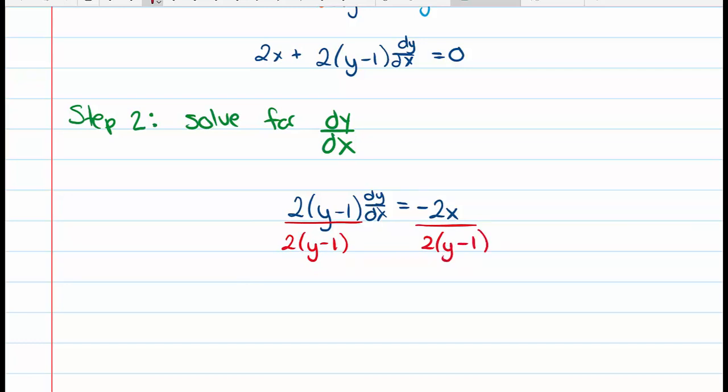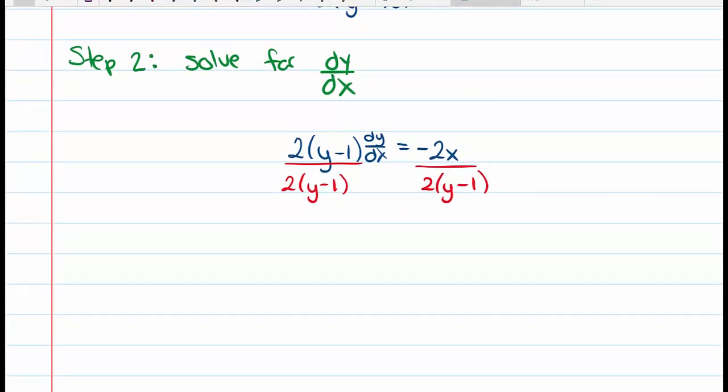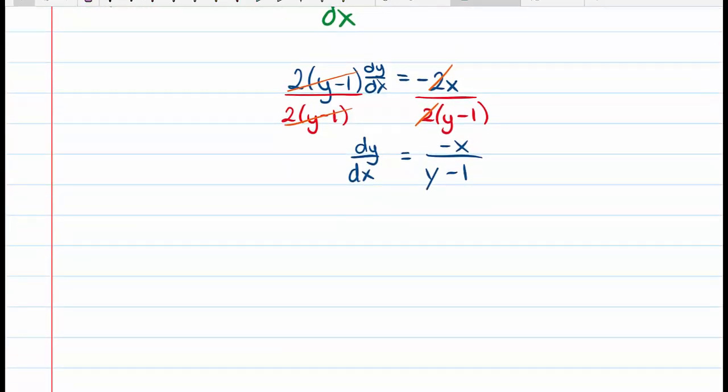I know some of your temptation was to distribute out that 2 and have 2y minus 2. I highly advise not to, mostly because you want things to be as factored as they can, so that way you're able to reduce if possible. If everything's not factored, you can't reduce. So these 2's, again, are going to reduce off. And you get negative x divided by (y minus 1). And boom, there you go.